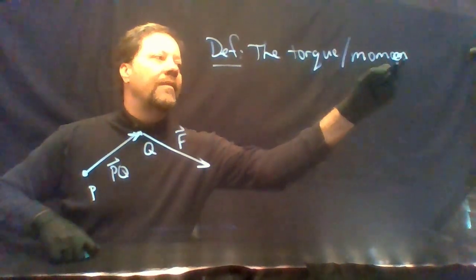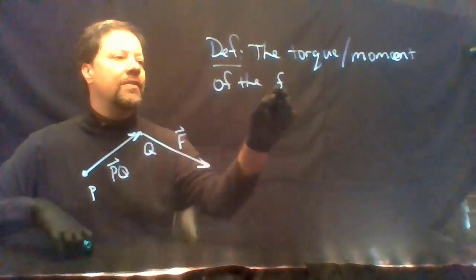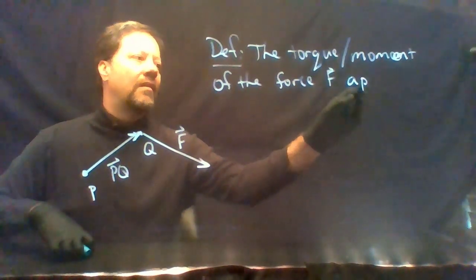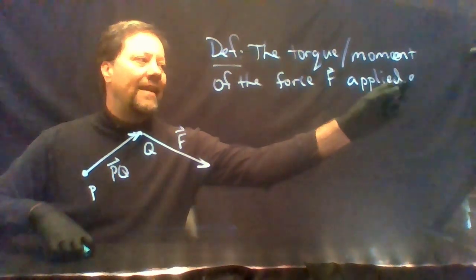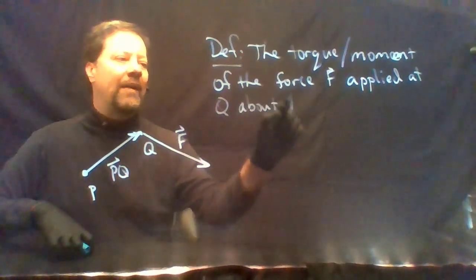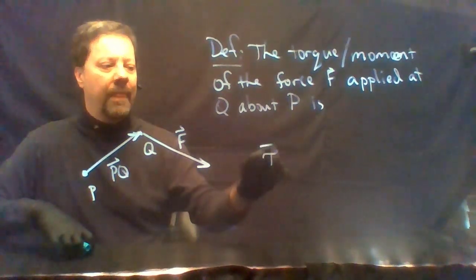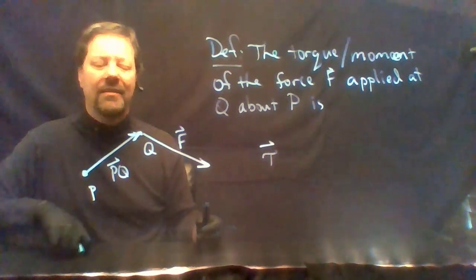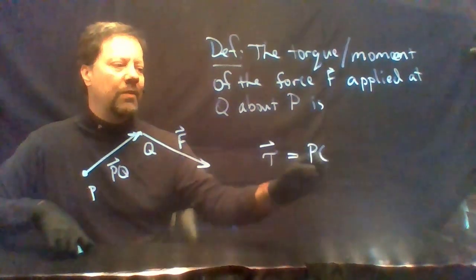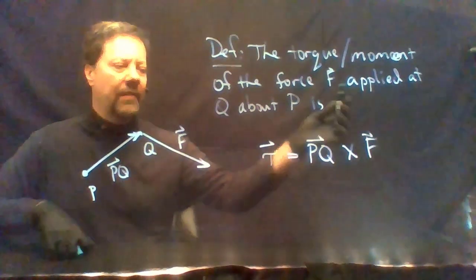The moment of the force F applied at Q about the point P is, we'll denote this force, this torque, this moment, by tau. It is a vector quantity. It will be the lever arm PQ cross the force F.